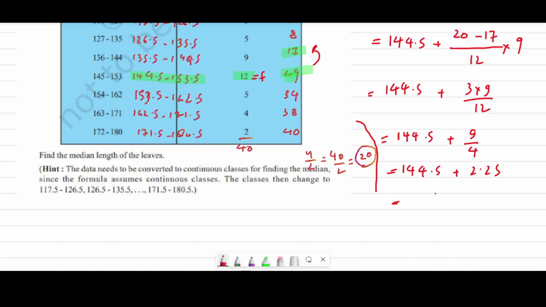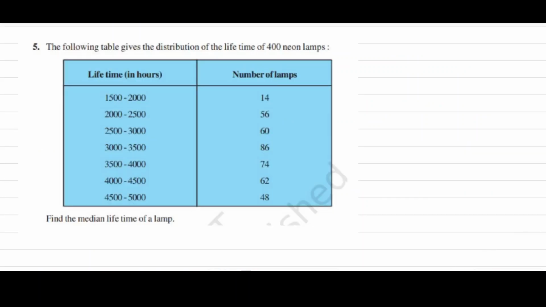Here what will be the value? That means 146.5, 27 and 5. This is the median. Now move on to the next question.